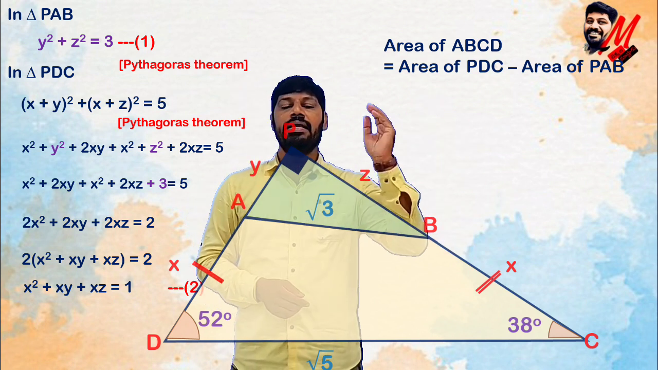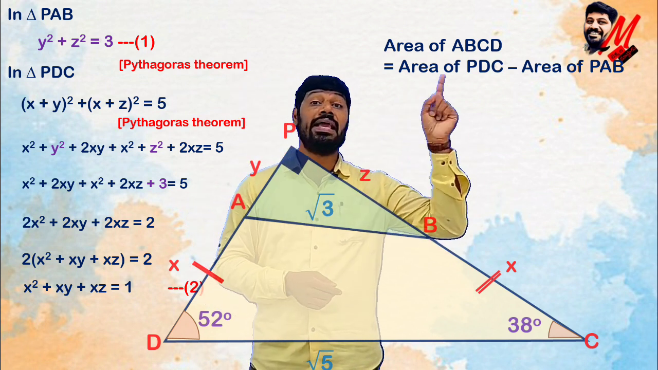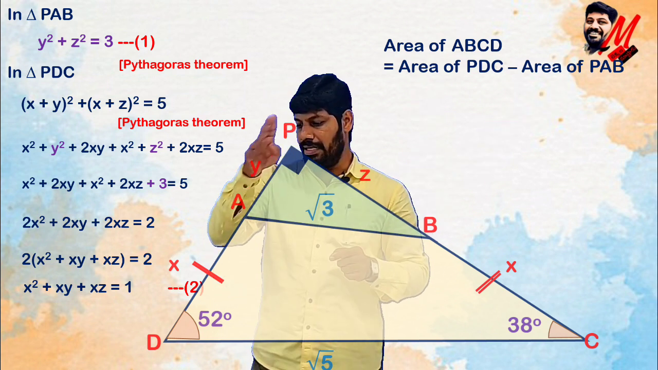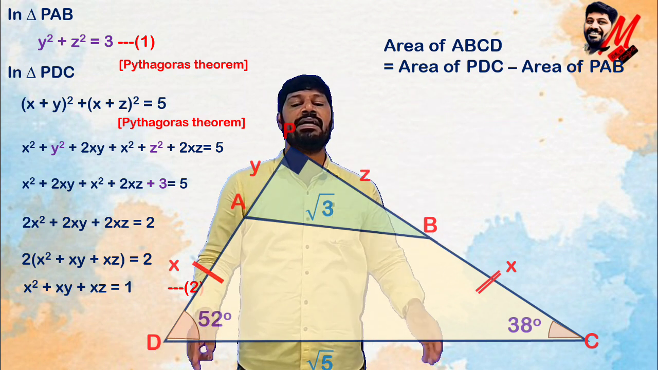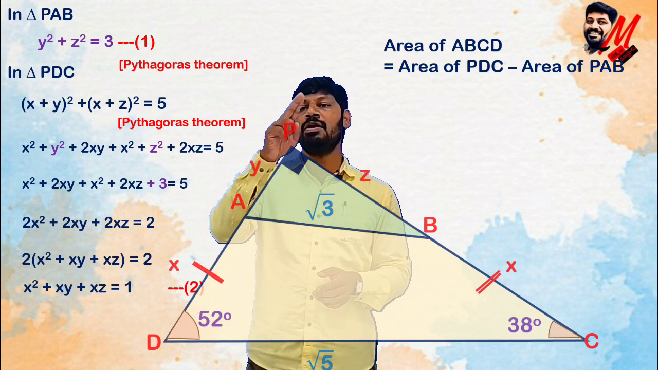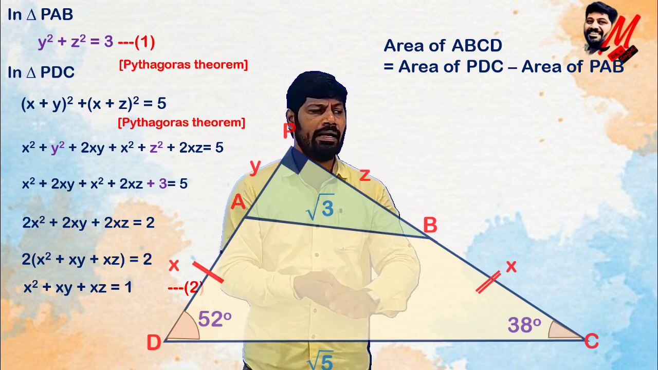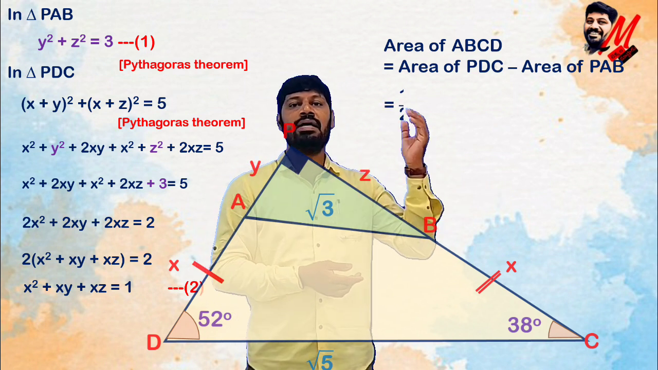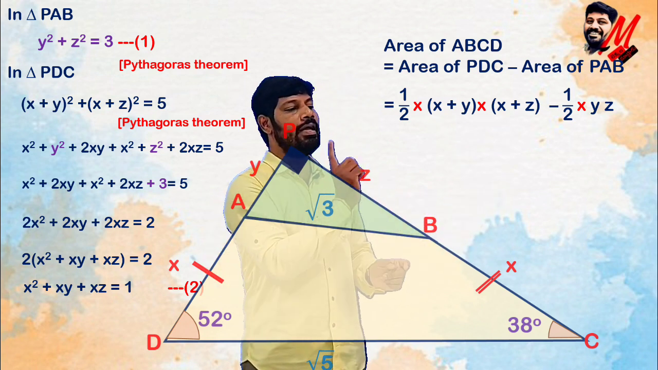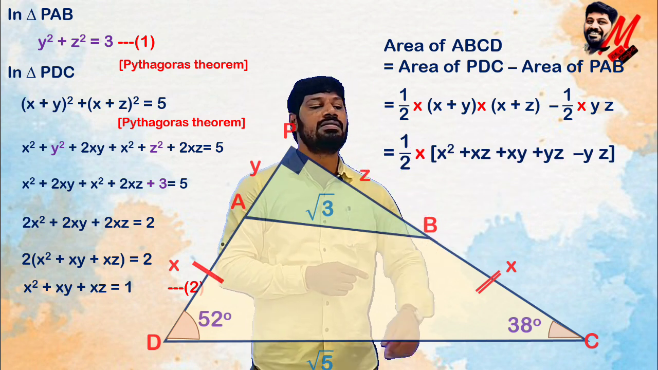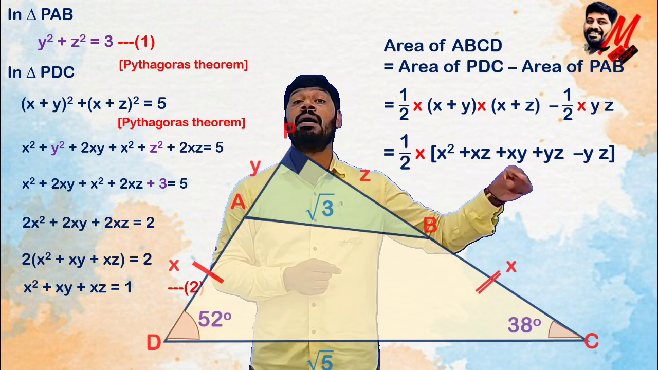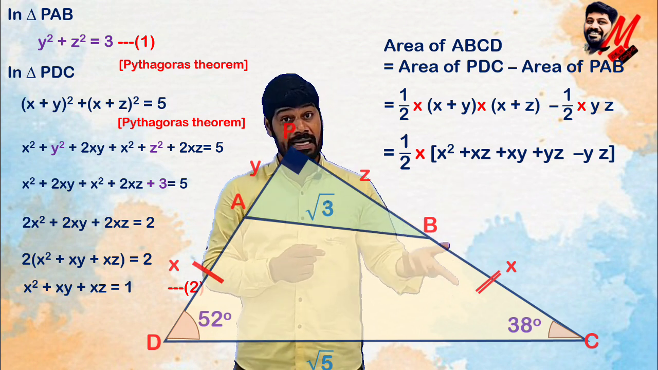Now coming to here, area of ABCD is equal to area of PCD minus area of PAB. We wrote here for PCD, x plus y and x plus z are the sides which will be considered as base and height. For the triangle PAB, y and z will be considered as base and height. That is what I am writing here, half into (x plus y) into (x plus z) minus half into y into z. If I take half common and reopen the brackets, we are going to get x square plus xy plus xz plus yz minus yz, so plus yz and minus yz get cancelled.